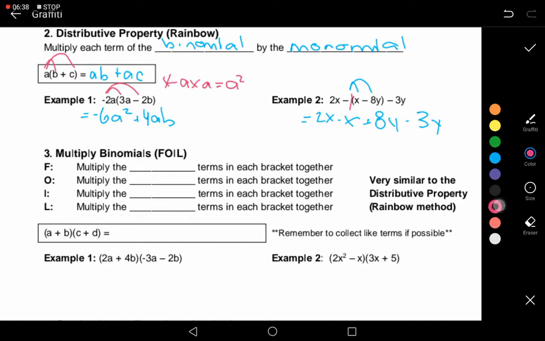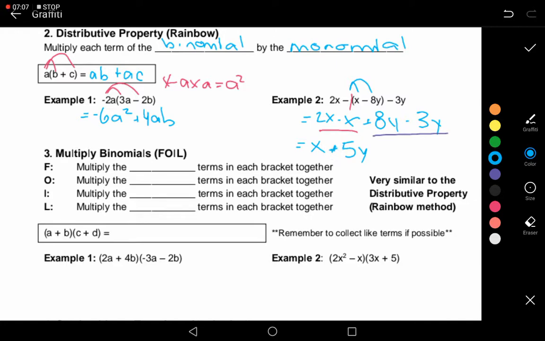Okay, now we can simply collect like terms, right? We have 2x's there, and we have 2y terms there. So we can simplify this a little further. We have 2x minus x, so that's just going to leave us with the 1x. And we have positive 8 minus 3, which leaves us with positive 5y.